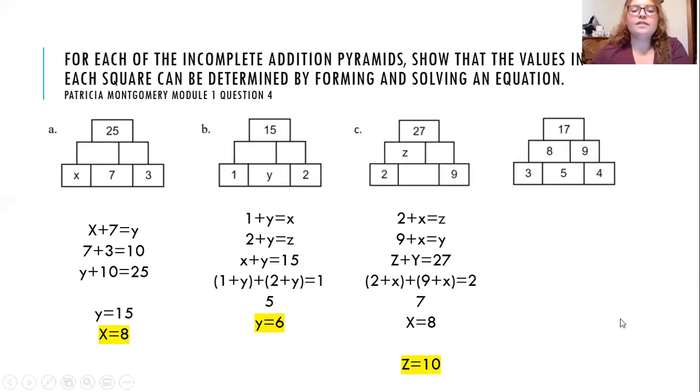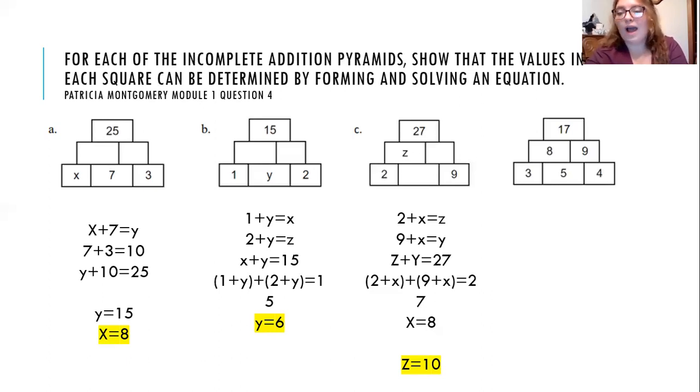And then for B and C, it's a little more complicated. For B, we're going to do 1 plus Y would give us, I just put X, and then Y plus 2 would give us, I put Z. And then we're thinking that X and Z are equal to 15. So we know that we said our X was 1 plus Y, and our Z was 2 plus Y. And we know that those are both going to equal 15.